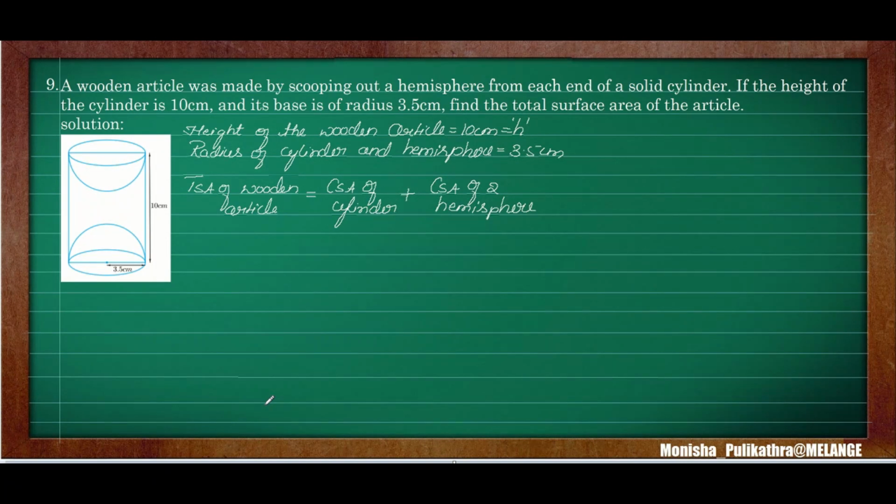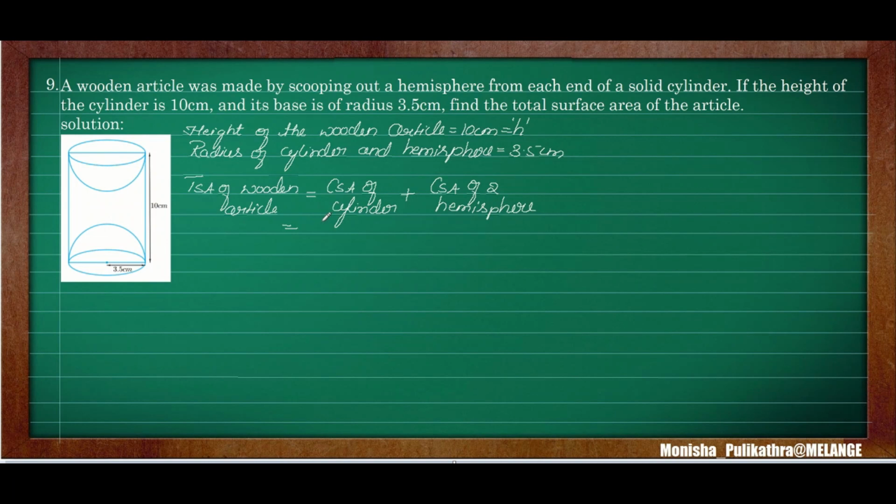Moving on to the last question of this session, that is the 9th one. A wooden article was made by scooping out, means hollowing out, a hemisphere from each end of a solid cylinder. The height of the cylinder is 10 centimeter, and the base radius of the cylinder and the base radius of the hemisphere are both the same, which is 3.5 centimeter. So we need to find the total surface area of this article. So the total surface area of the wooden article is equal to the curved surface area of the cylinder plus the curved surface area of two hemispheres. Okay, there are two hemispheres scooped out, so we need to take two hemispheres.